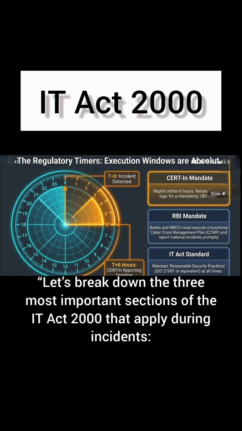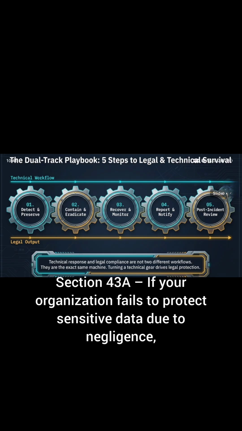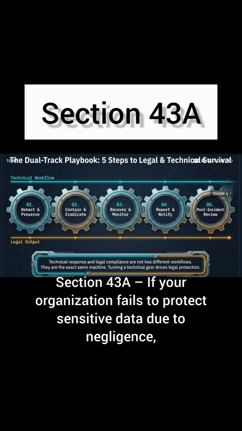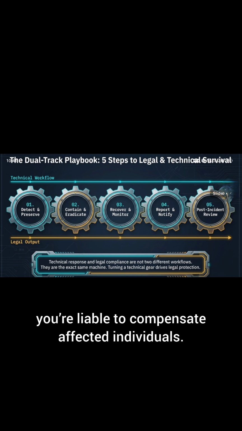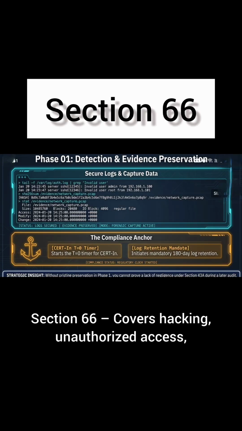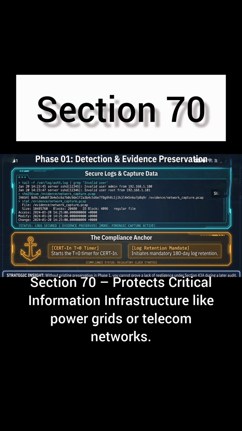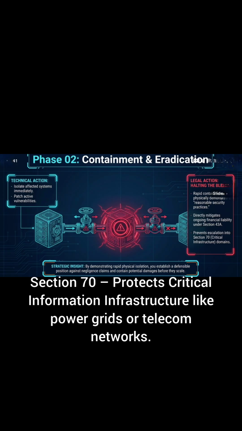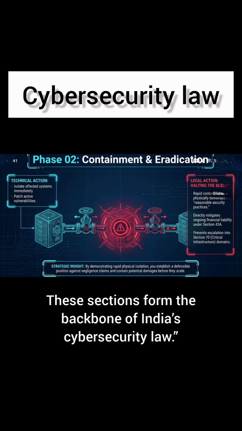Let's break down the 3 most important sections of the IT Act 2000 that apply during incidents. Section 43A. If your organization fails to protect sensitive data due to negligence, you're liable to compensate affected individuals. Section 66 covers hacking, unauthorized access, and data theft. Penalty: up to 3 years imprisonment and 5 lakh rupees fine. Section 70 protects critical information infrastructure like power grids or telecom networks. Tampering with these systems can lead to up to 10 years imprisonment. These sections form the backbone of India's cybersecurity law.